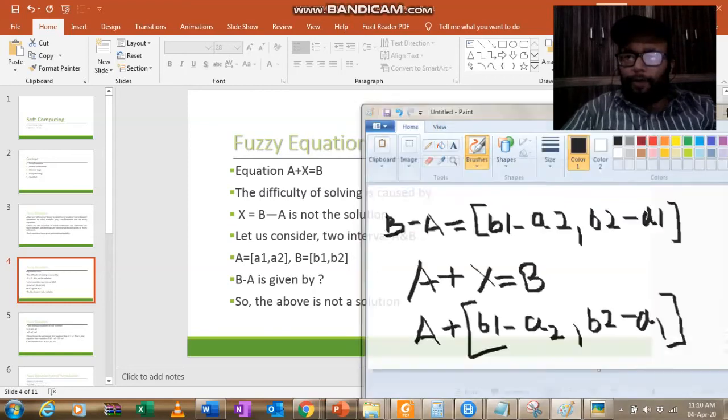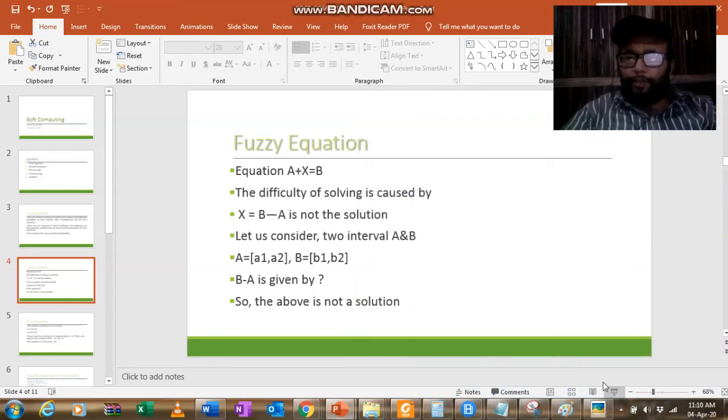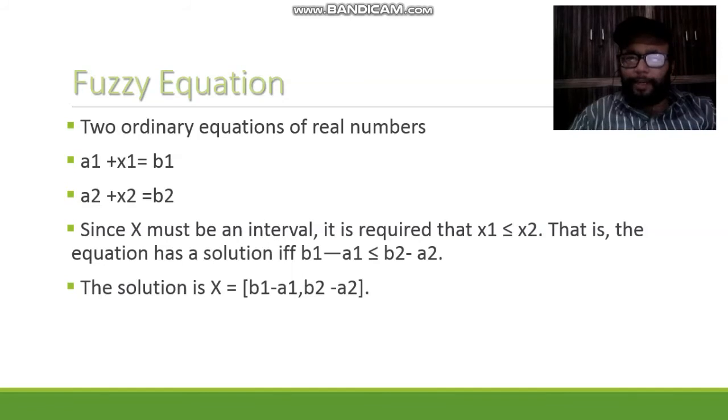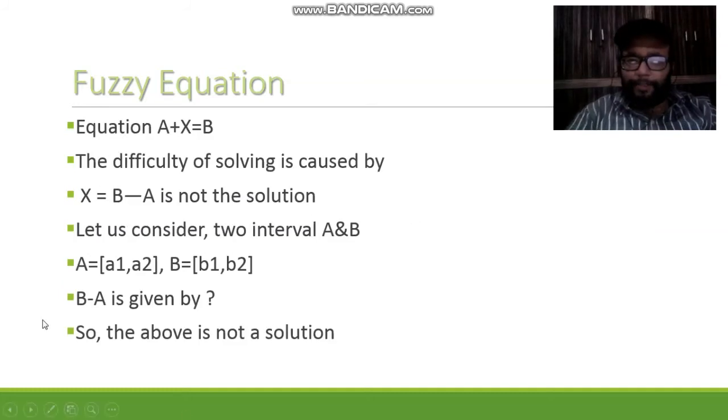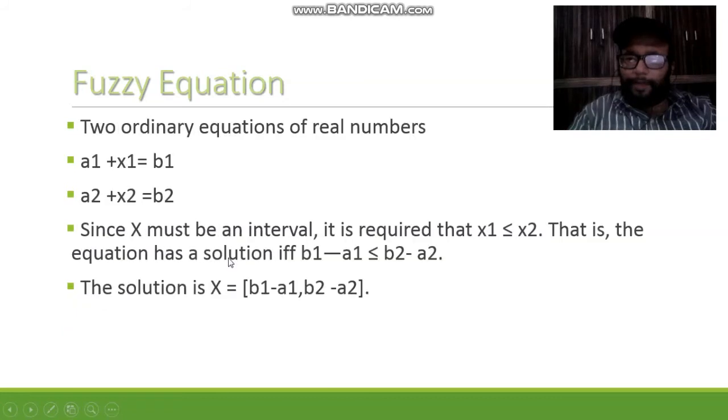So what can be the solution to this fuzzy equation? We'll see in the next slide. If we take two ordinary real numbers, a1 plus x1 equal to b1 and a2 plus x2 equal to b2. In this case x should lie in an interval, that is, x1 is less than x2. This is the x interval, where a1 is less than a2, b1 is less than b2. Similarly, x will lie in an interval where x1 is less than x2.